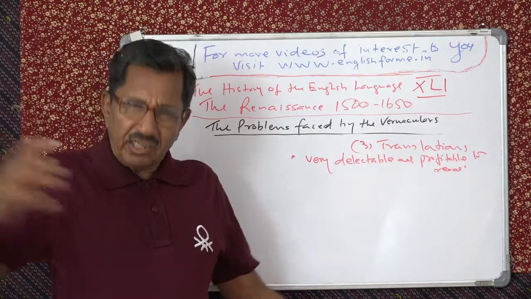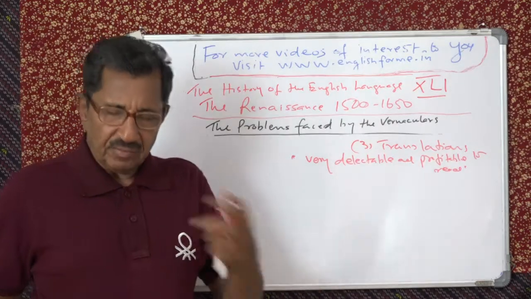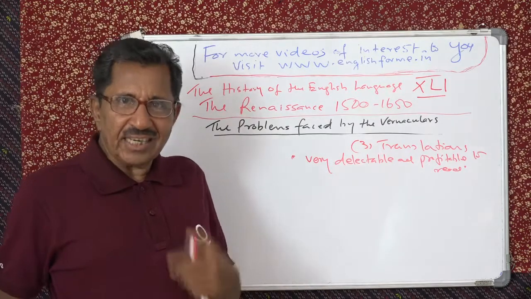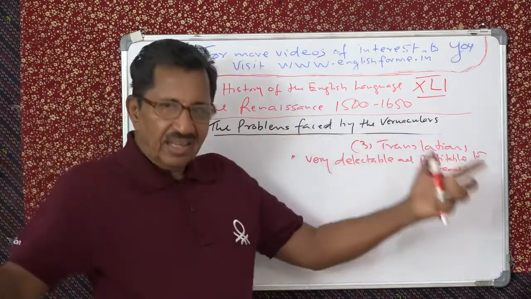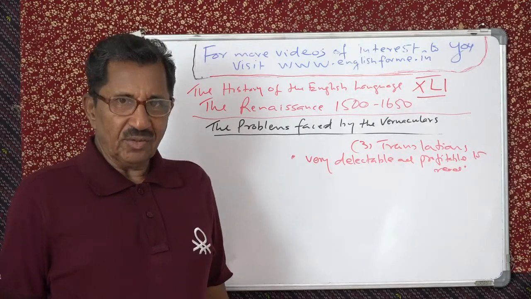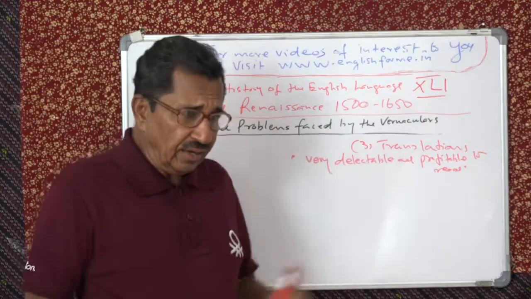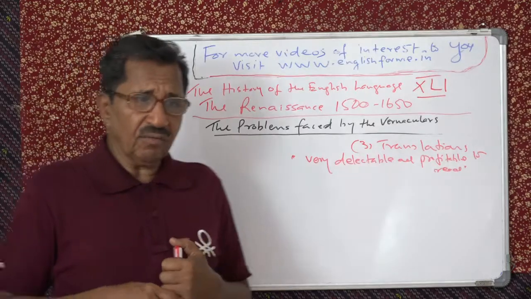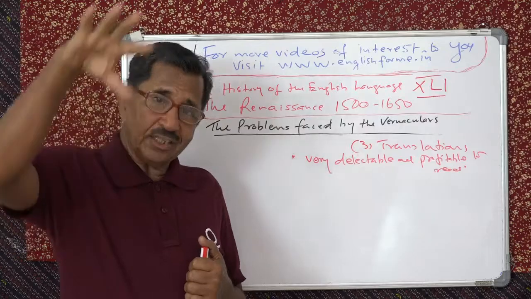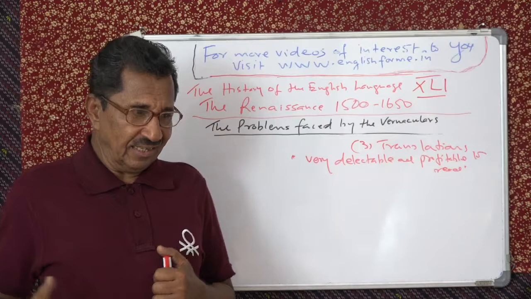So people rushed into bookshops and avariciously, they were so greedy about reading these books. It's like a floodgate opening. So this, as I told you, Thucydides and Xenophon were translated before Shakespeare went to school, and Herodotus before he began his dramatic career.